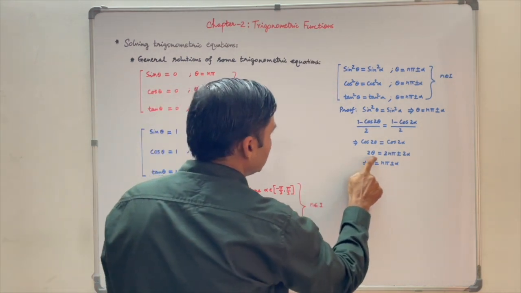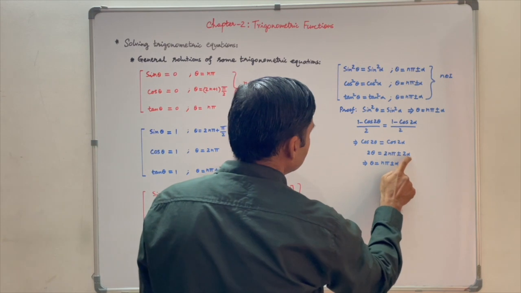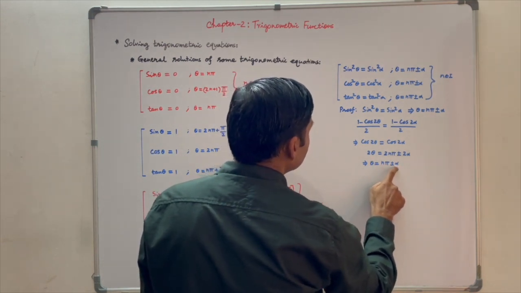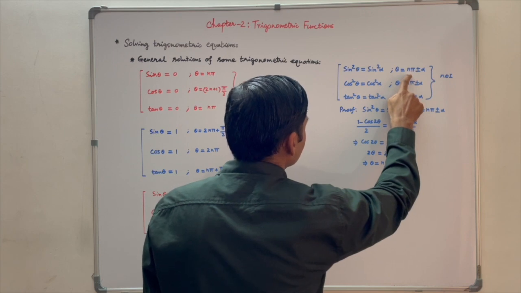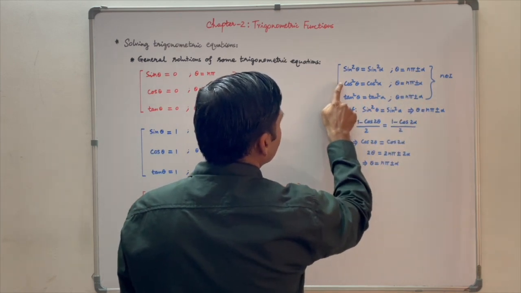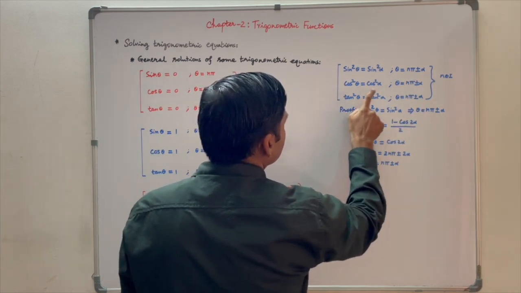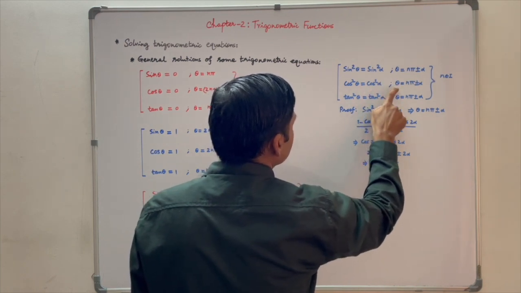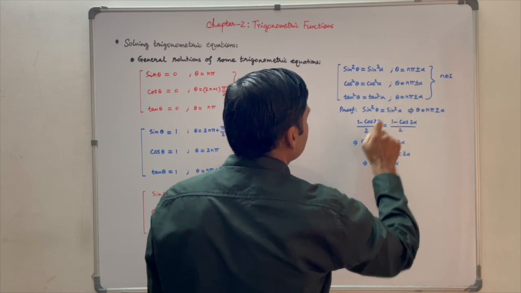That means 2 theta is equal to 2n pi plus minus 2 alpha. So theta is equal to n pi plus minus alpha. That is the general solution. Similarly, we can prove this and this also, that the general solution remains same in all three cases, that is theta is equal to n pi plus minus alpha.